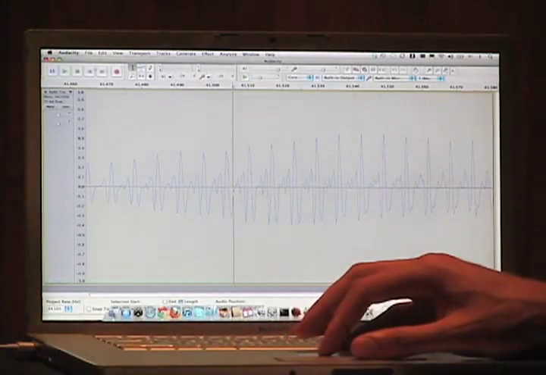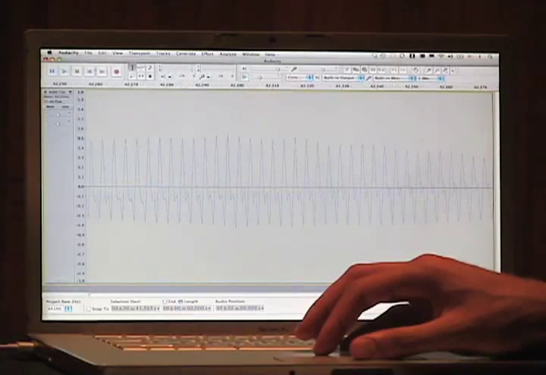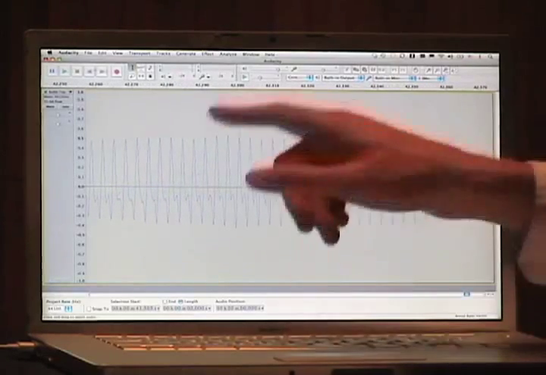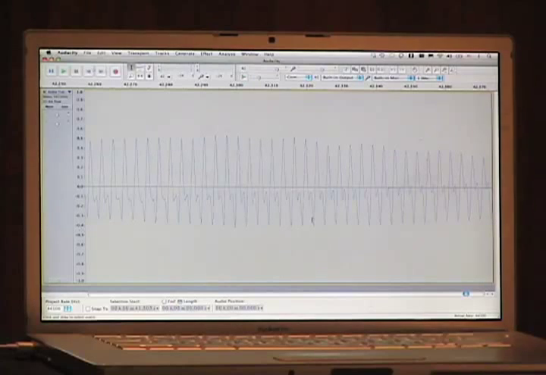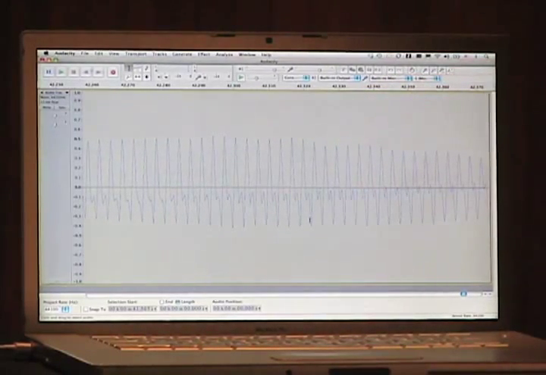Let's check the higher note and see if it has a repeating pattern too. So we're trailing off. And here we go. The next note. Repeat. But it's a bit of a different pattern. It seems to be repeating faster. So one thing we could do is just count the number of times this shape repeats.